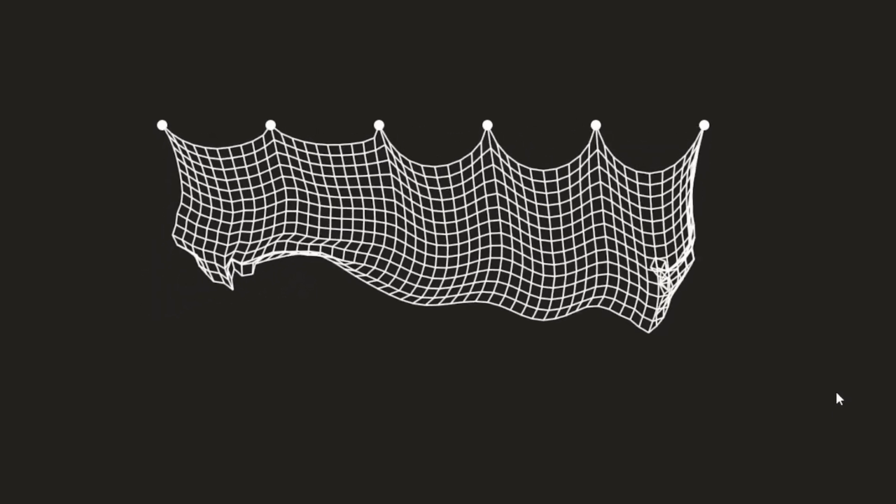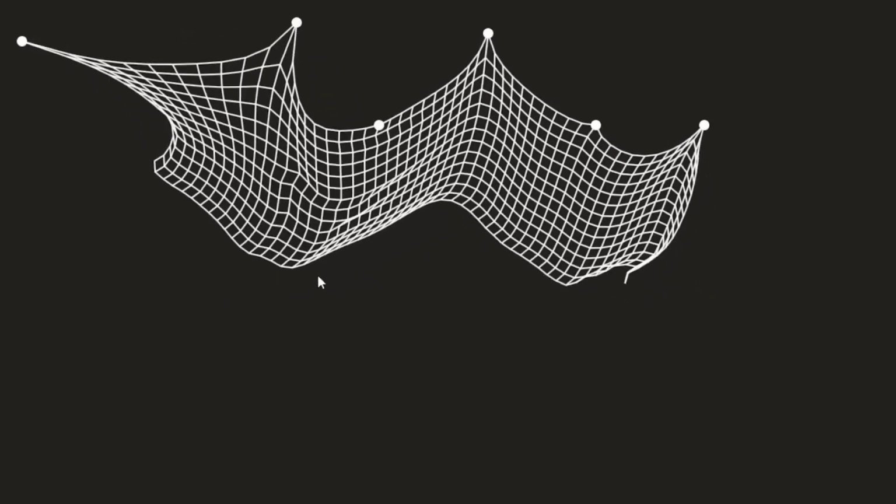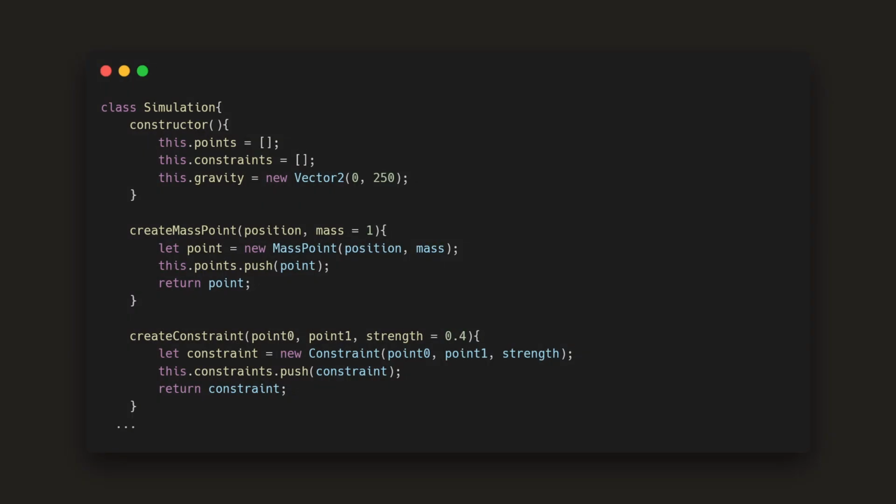A glove is really just a grid of mass points connected by constraints, horizontal constraints to the neighbor on the right, vertical constraints to the neighbor below, pin the top row so it hangs, and gravity does the rest. So let's build that. Before we generate the glove, however, let's clean up how we create points and constraints.